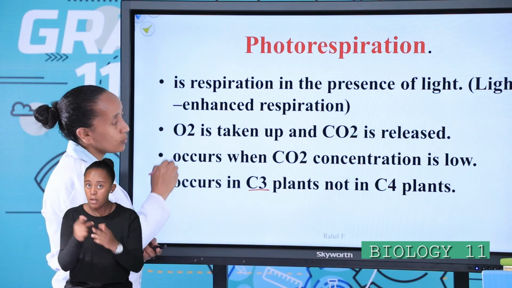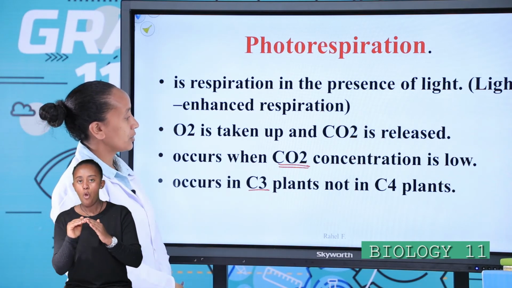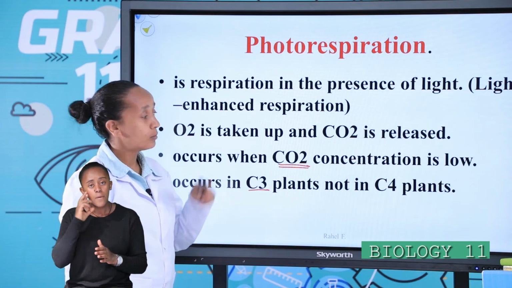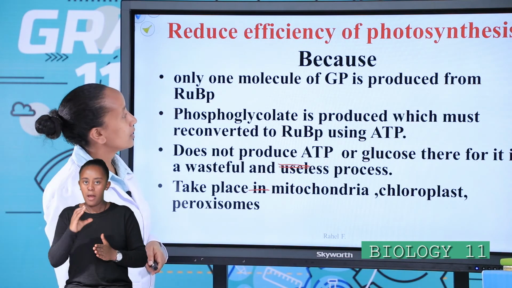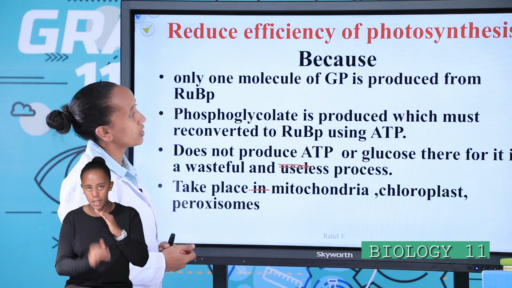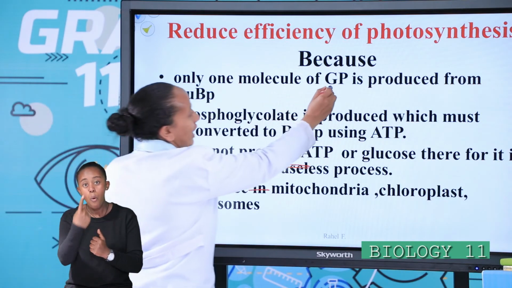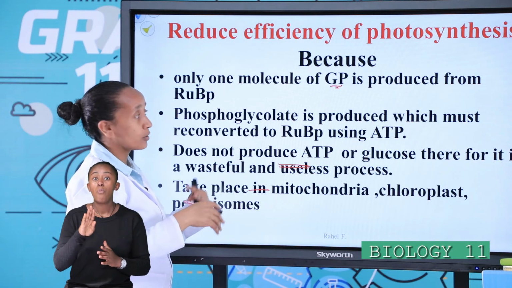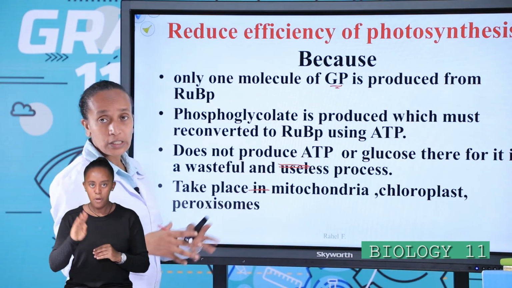This process occurs when atmospheric carbon dioxide concentration is low. Why? Because C3 plants, as you know, completely depend on atmospheric carbon dioxide. Therefore, this process reduces the efficiency of photosynthesis because only one molecule of glycerate phosphate is produced from ribulose bisphosphate, but if it undergoes normal photosynthesis from ribulose bisphosphate, it produces glucose.